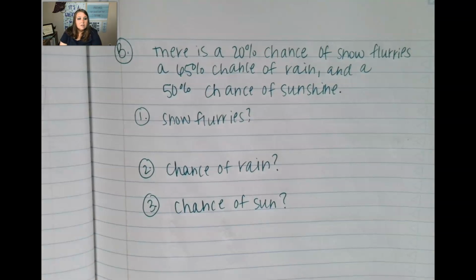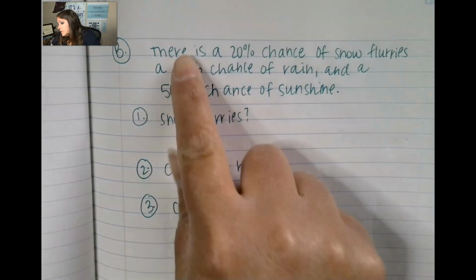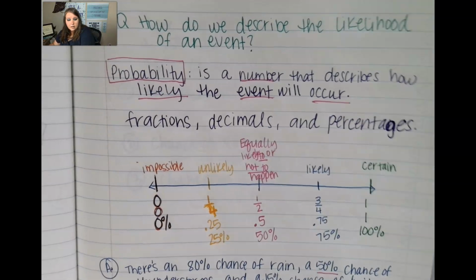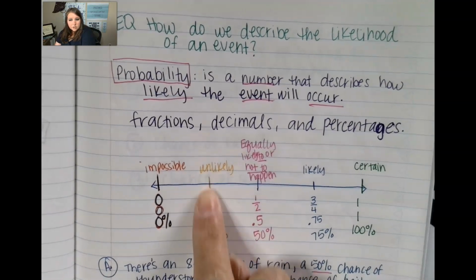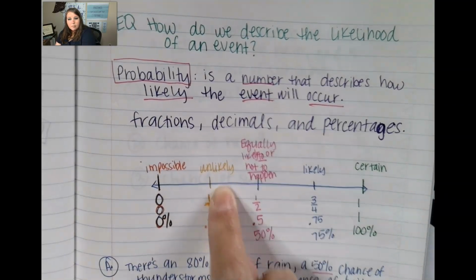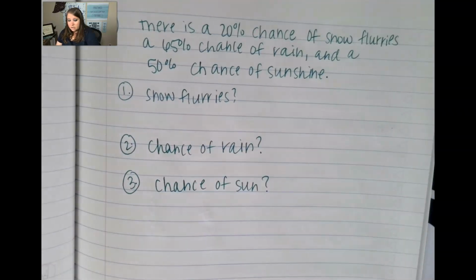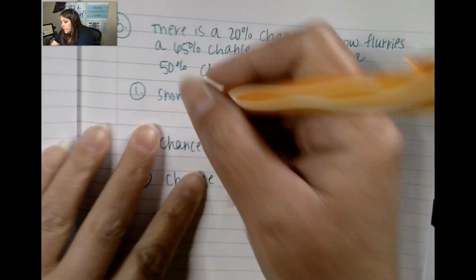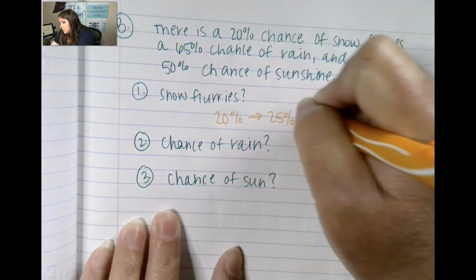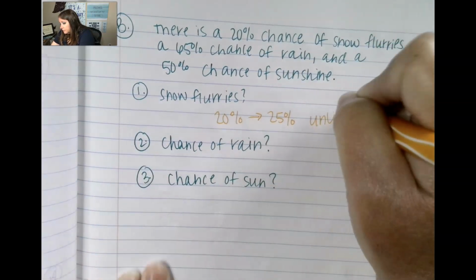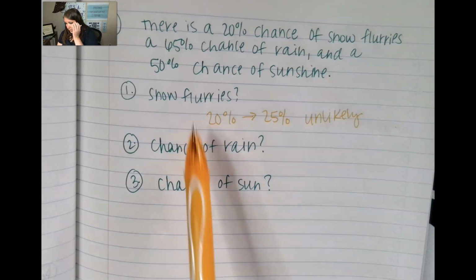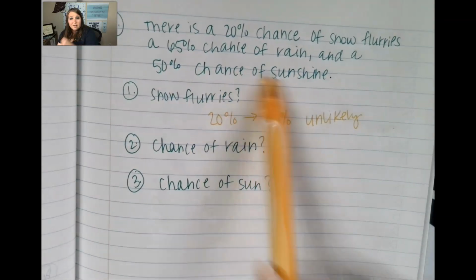Okay, let's go ahead and answer these questions using our chart. Okay, it says there's a 20% chance of snow flurries. So we're going to use our chart again. And 20% is closest to 25%. So that means it is unlikely to happen. It is unlikely that we will have snow flurries tomorrow. So 20% is closest to 25%, so it is unlikely. Unlikely to occur.